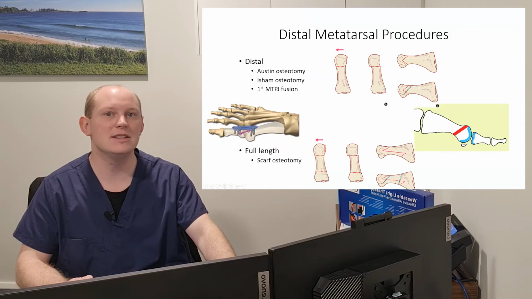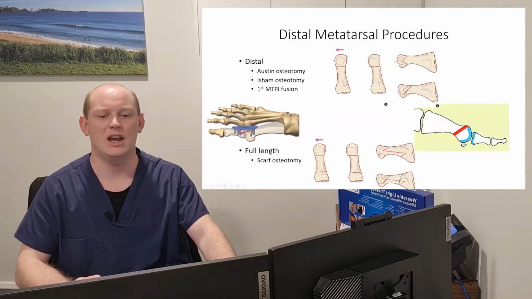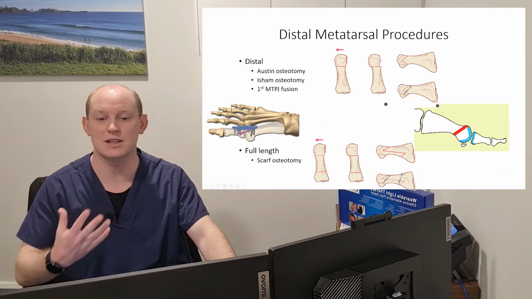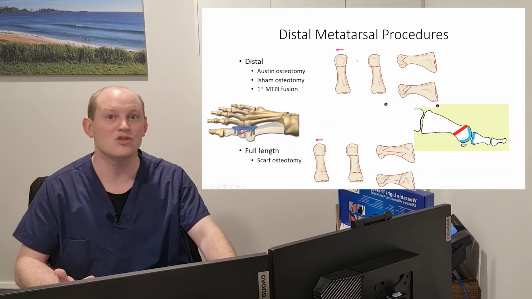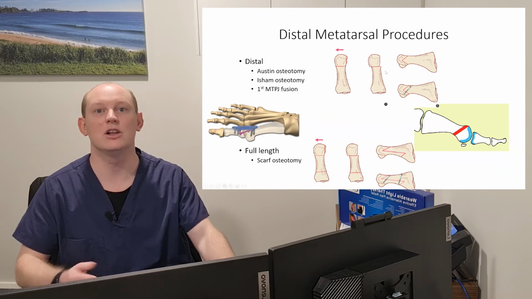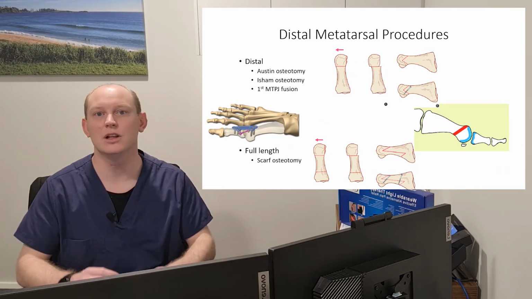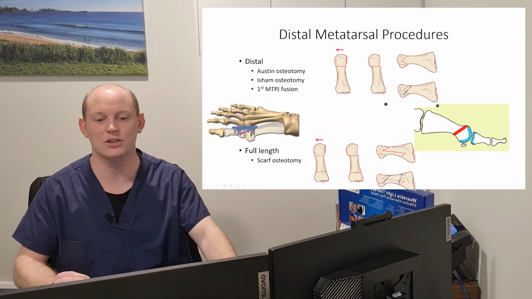When we talk about these distal procedures, we talk about that chevron or Austin osteotomy, and this is what we're talking about here. This can be done open or minimally invasive, and basically we're just moving this distal fragment metatarsal head to the lateral side so that we can close down that intermetatarsal angle and correct that hallux valgus angle in doing so. Typically we use 1 or 2 screws in doing this procedure.